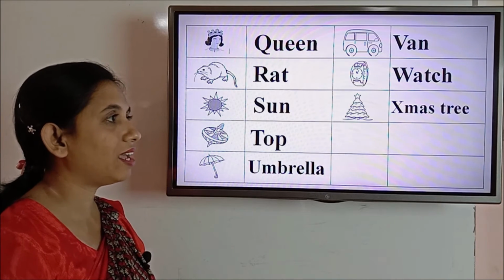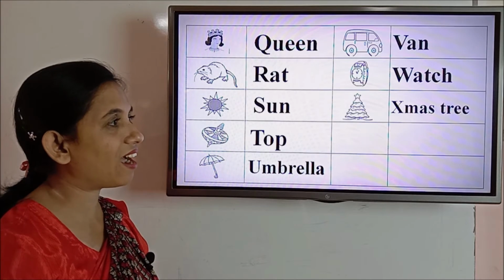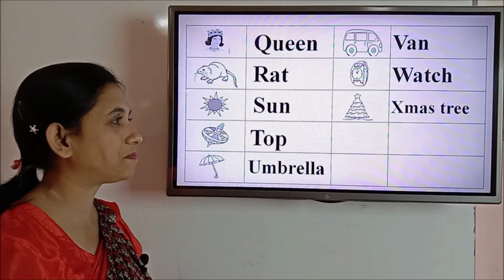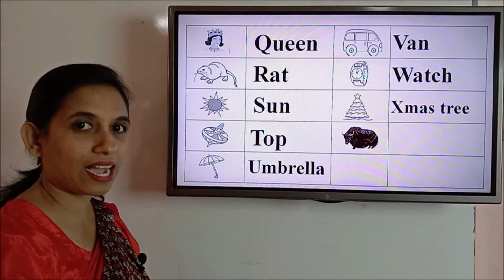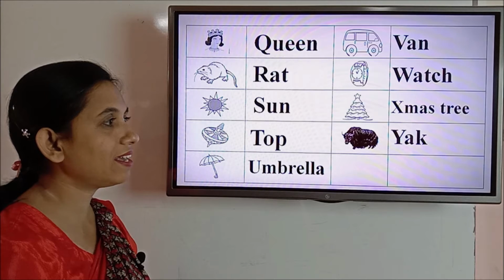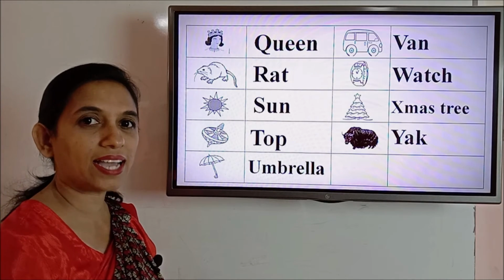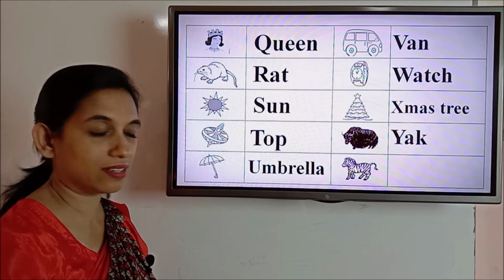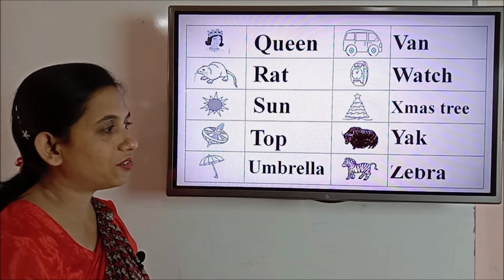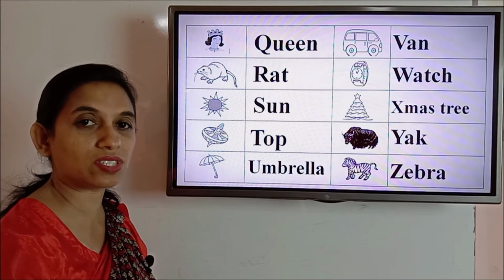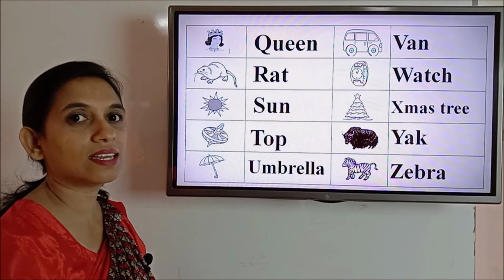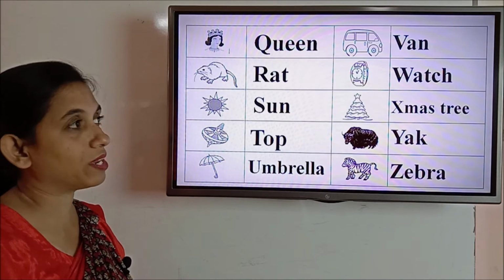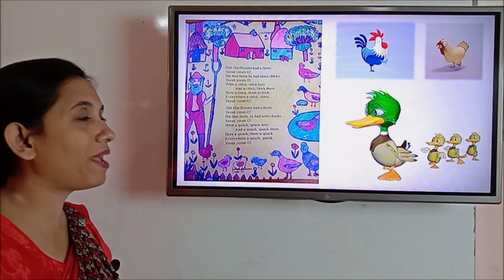tree. X, M-A-S, mas, T-R-E-E. Xmas tree. Next one, yak. Y-A-K, yak. The last one, zebra. Okay, you see the spelling, Z-E-B, zeb, R-A, ra, zebra. So, we have learned A to Z spelling.